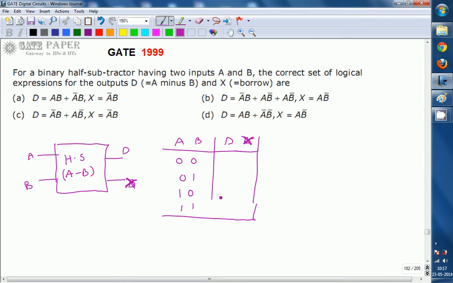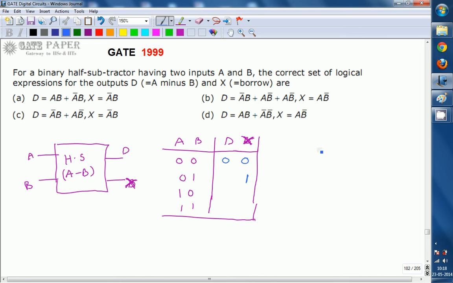For all four possibilities, first 0 minus 0, the difference is nothing but the A minus B operation. A, B both are 0, so the difference is going to be 0, and no borrow is required. Then 0 minus 1: 1 is larger than 0, so this subtraction requires a borrow.